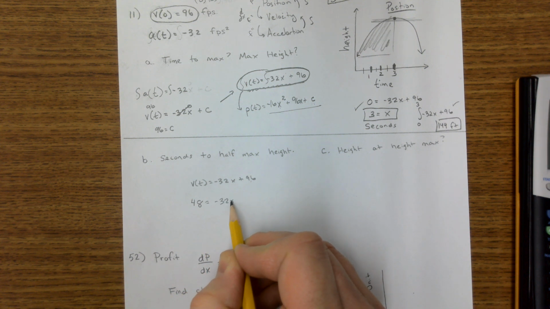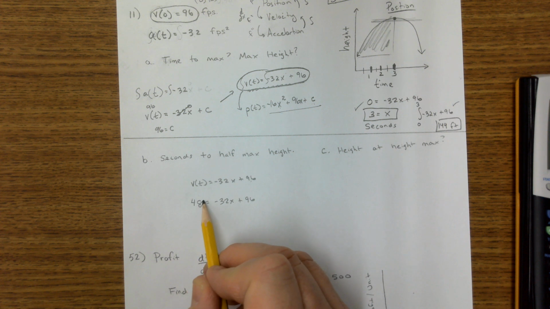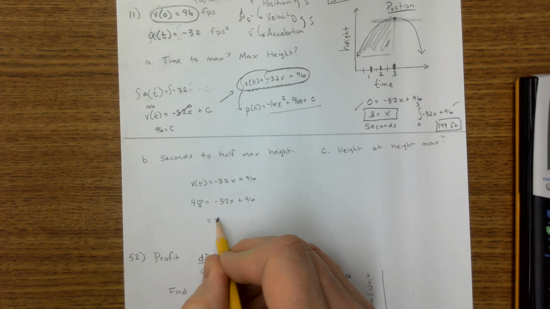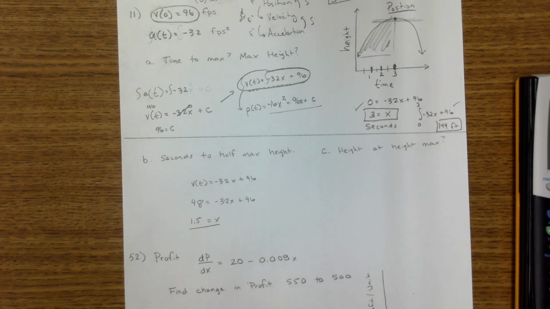And solve that equation, because I want to find out not when velocity is 0, but when it's halfway, when the speed has decreased from here down to there. Solve that equation. It's fairly obvious. It's going to be 1.5 seconds.